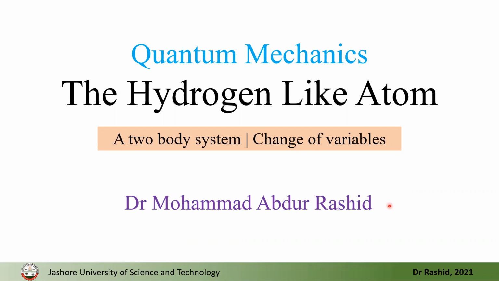Today we shall talk about a real system, a hydrogen atom. This is a two-body system. We aim to solve the Schrodinger equation and get the wave function for the hydrogen atom. Today we'll talk about up to the change of variables. Then in the next video, we'll talk about the solution of the Schrodinger equation. So let's start.